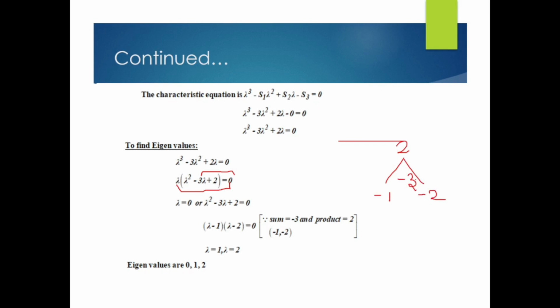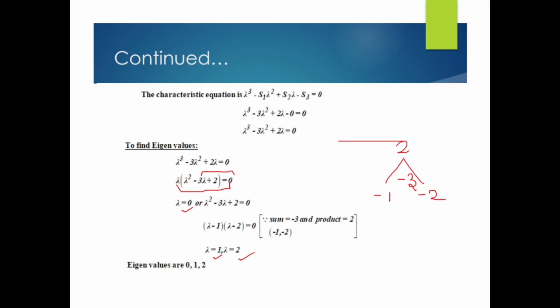So what are the eigenvalues now? The first eigenvalue is lambda equal to 0. Next I get lambda equal to 1, lambda equal to 2. So these are the eigenvalues 0, 1, 2. At this point we have to check whether the eigenvalues are repeated or non-repeated. Here we have 3 different eigenvalues, so it shows that it is non-repeated. That is the type we are solving also.